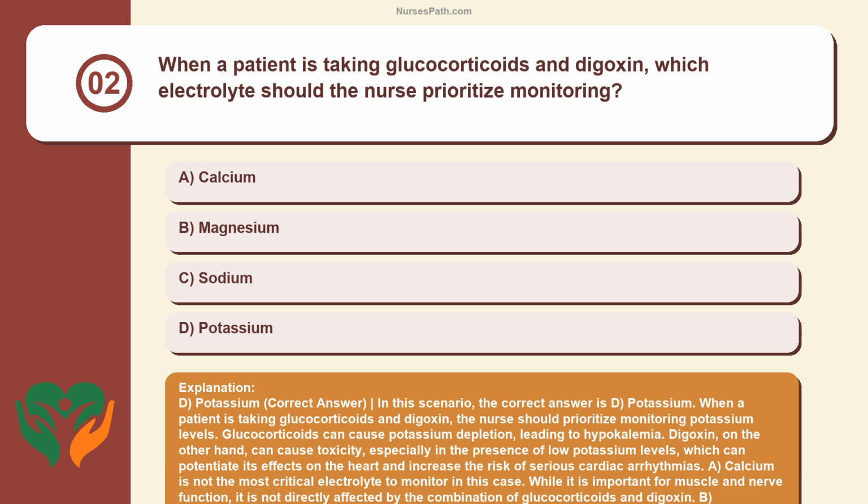Educationally, understanding the interactions between medications and electrolyte imbalances is crucial for pediatric nurses. This knowledge helps in providing safe and effective care to pediatric patients, especially those on multiple medications with potential interactions. Prioritizing monitoring based on these interactions can prevent complications and improve patient outcomes.